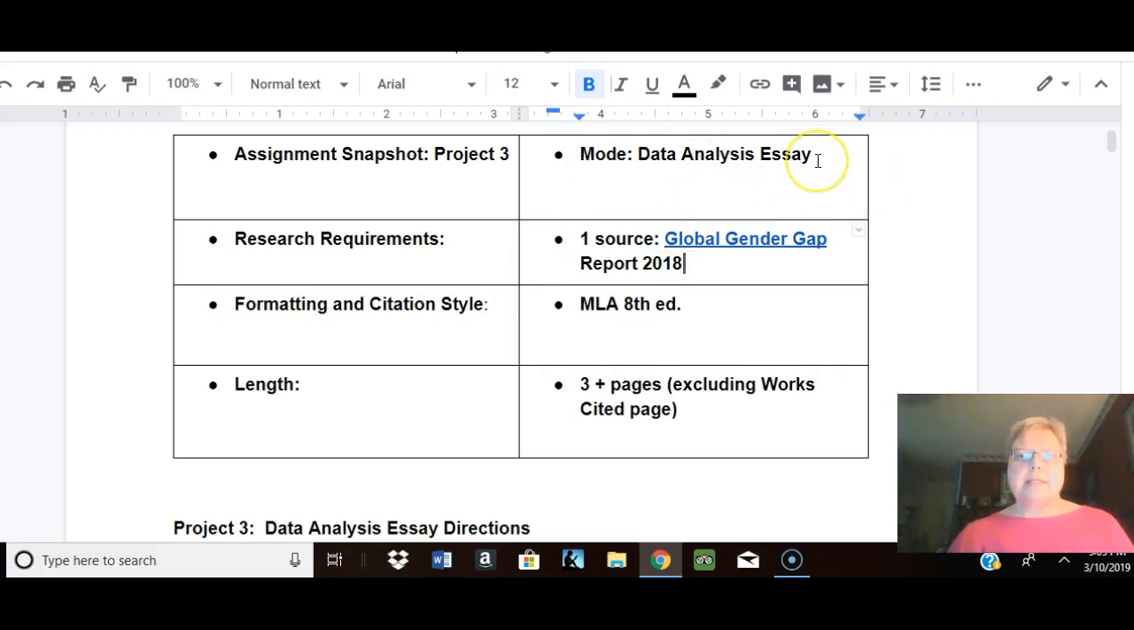It is a data analysis essay, so we're back in essay format with an introduction, body paragraphs, and a conclusion. This will be in standard MLA format, 12-point Times New Roman font, double line spacing, a works cited page on a separate page, just like we did when we did the first essay. There's only one source required for this essay, and that is the Global Gender Gap Report 2018.